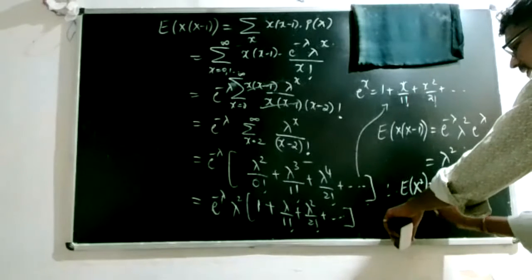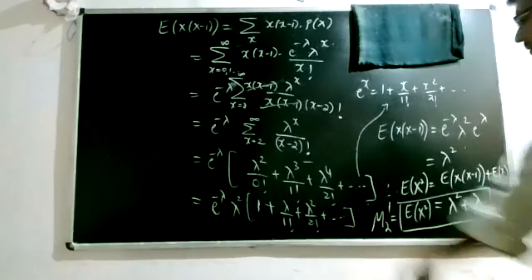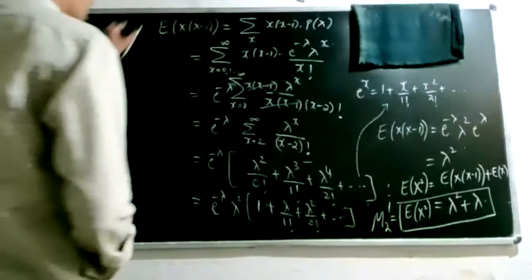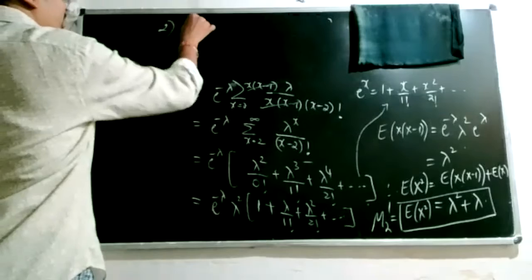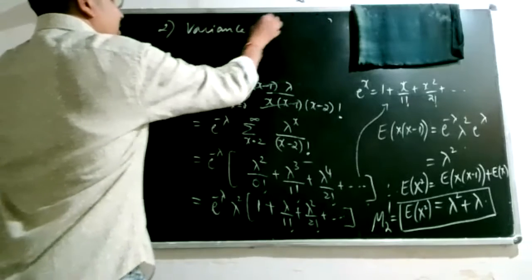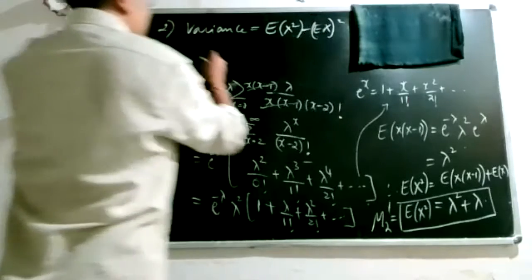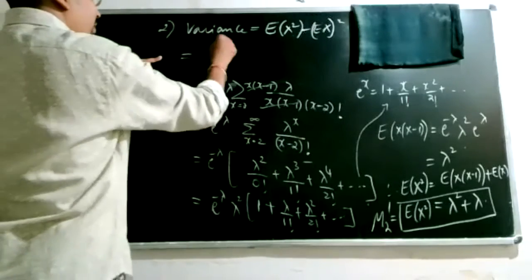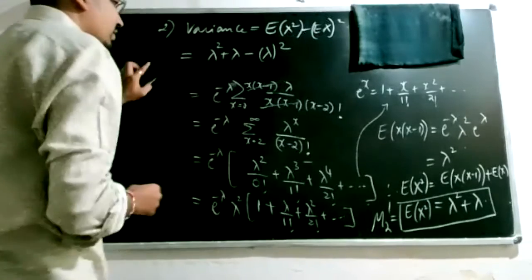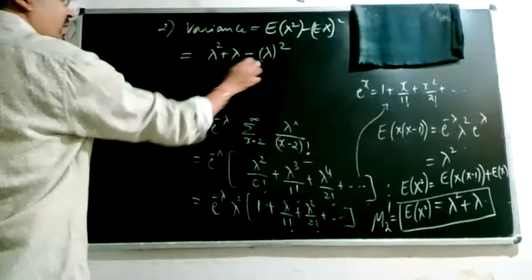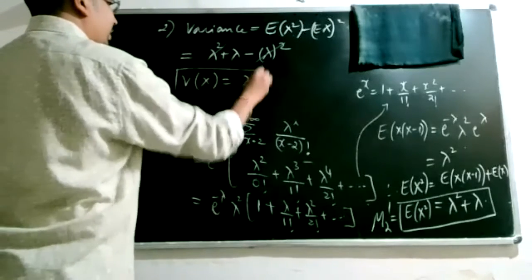This is the second raw moment, which is our mu2 dash. Now that we have E of x square, we can obtain the variance. Variance is E of x square minus (E of x) whole square. So E of x square is lambda square plus lambda, minus E of x squared. In the previous step, we computed E of x, observed to be lambda. So we have lambda square minus lambda square, which gets cancelled. So we have variance of x equal to lambda.